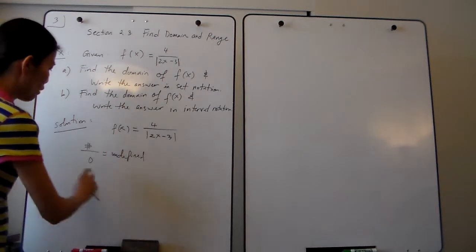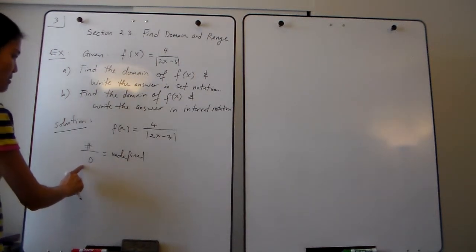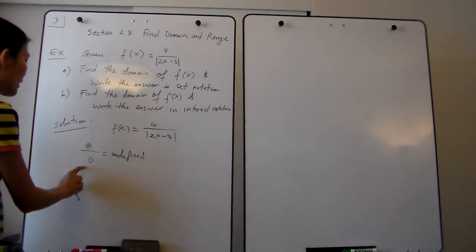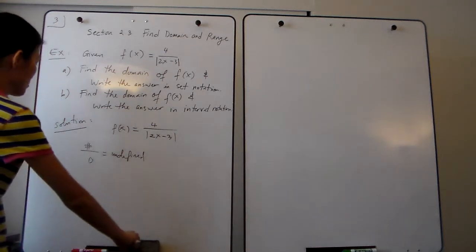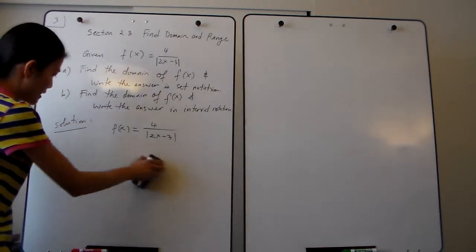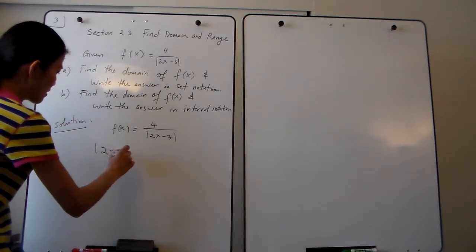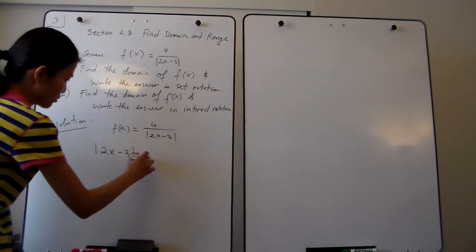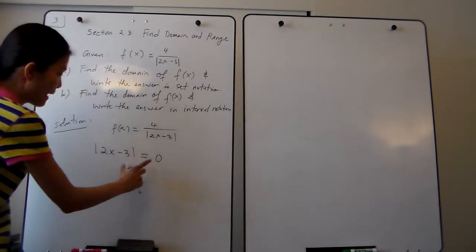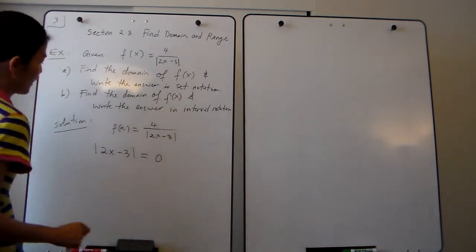So that means we want to find out what x is in the denominator that, when we plug it in, would make the denominator equal to 0, and we'll try to avoid that x. So we set the denominator, the absolute value of 2x minus 3, equal to 0 and try to find what x would make this equation true.